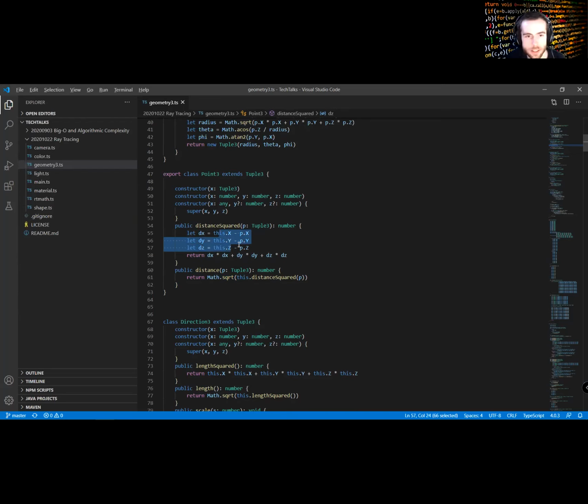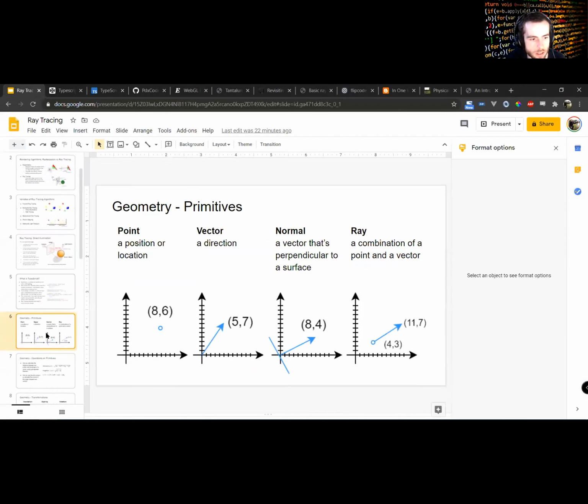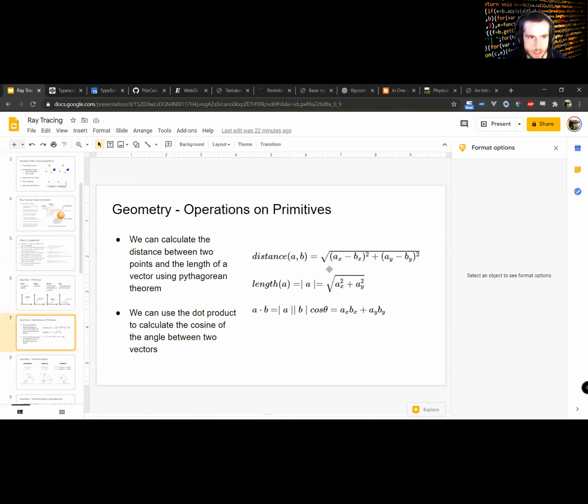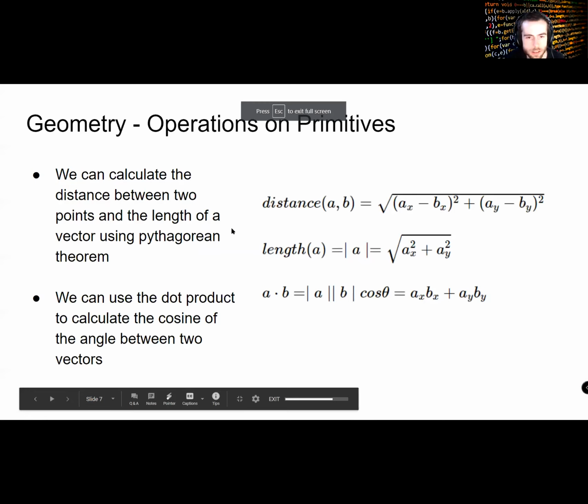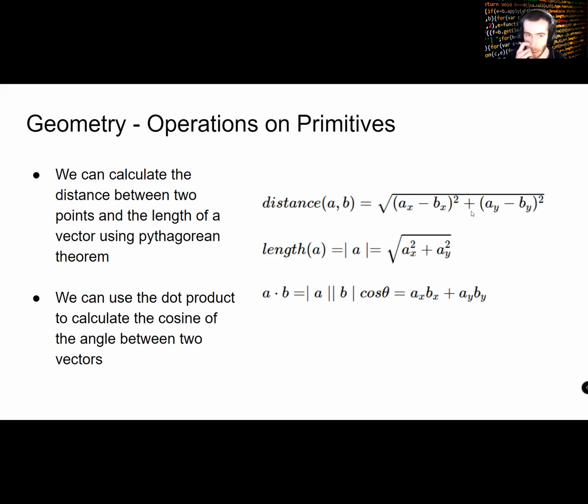So let me step into our next slide before I move on. Slide, view, present. Just really quickly, these are the forms in 2D. The distance between 2 points is: take the difference in the x, the difference in the y, and square them and sum them up. You can derive this from the Pythagorean theorem. And then the length of a vector is the square root of the sum of the squares of each value.